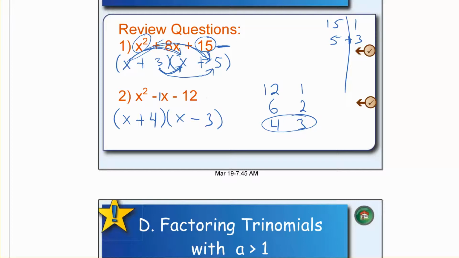4 and negative 3, well, yeah, they multiply to negative 12. But 4 minus 3 gives me positive 1, not negative 1. So I got those backwards. Switch those around. Negative 4, positive 3. Yeah, that gets me to the negative 1 that I was looking for. So that's my answer.